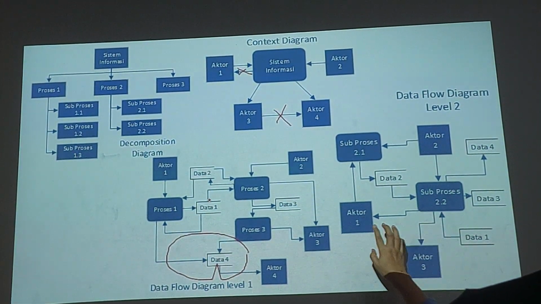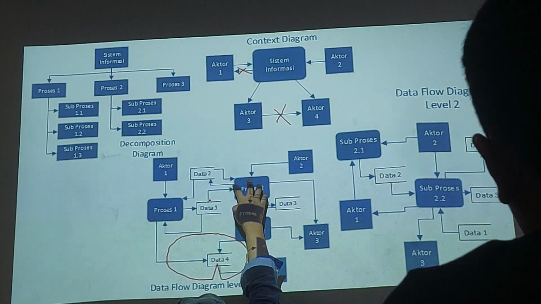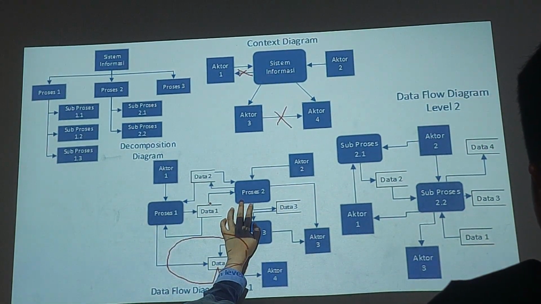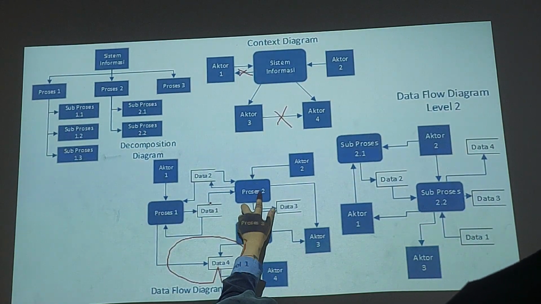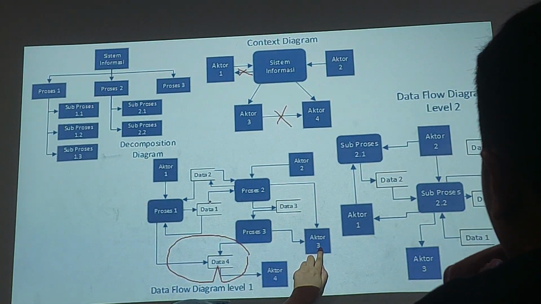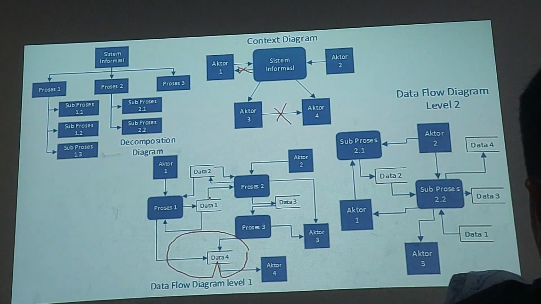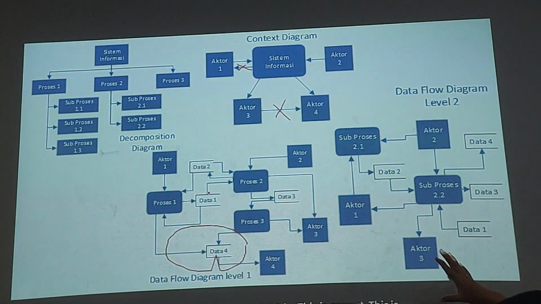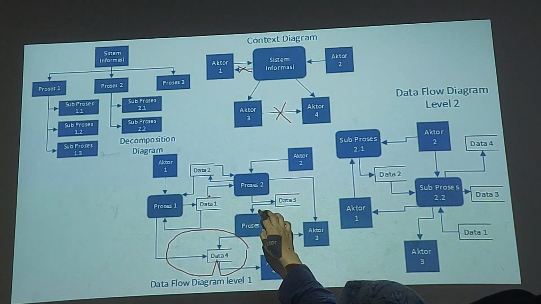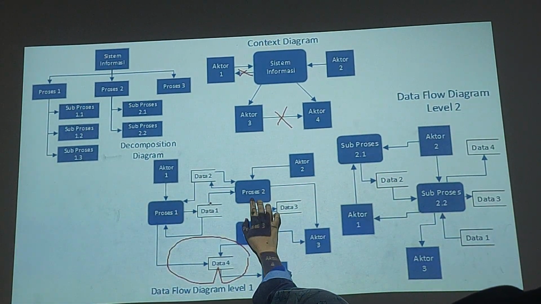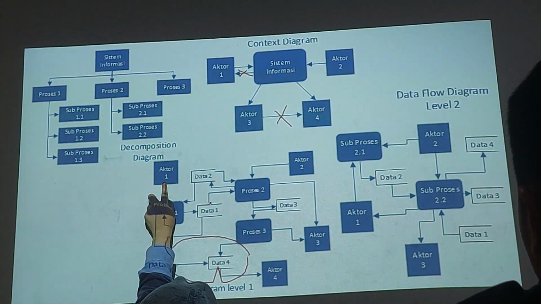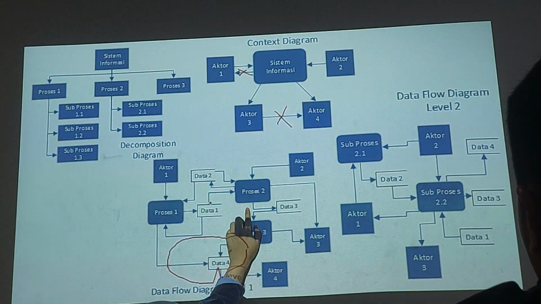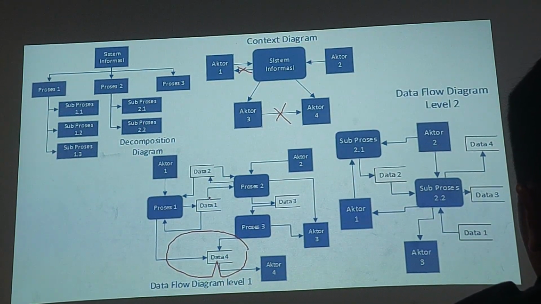The next one, this is data flow diagram level 2 for subprocess 2. So we can look at this one. The input from actor 2, and give output to actor 3. This is correct. Actor 2 correct. Actor 3 correct. Process 2, do they give output to actor 1 or does actor 1 give input to process 2? No. So this is incorrect.